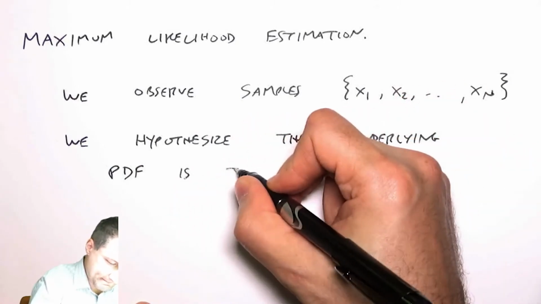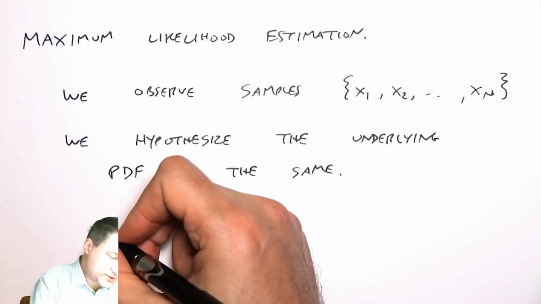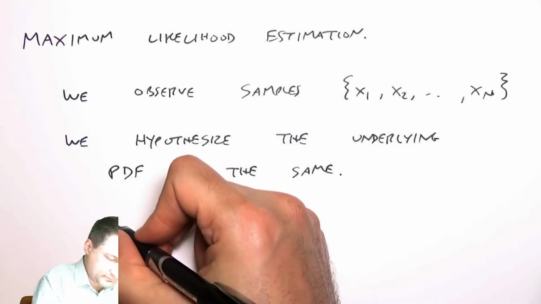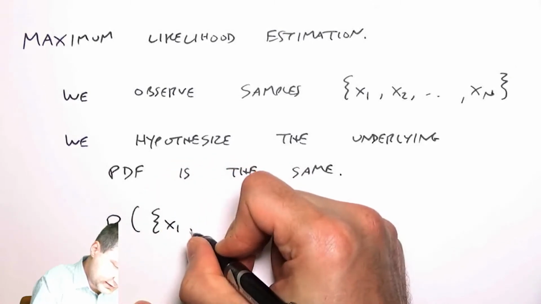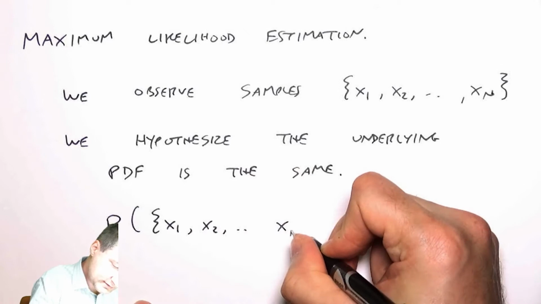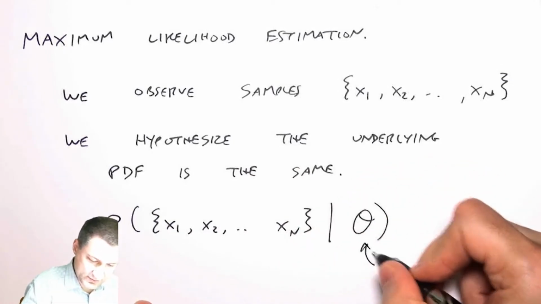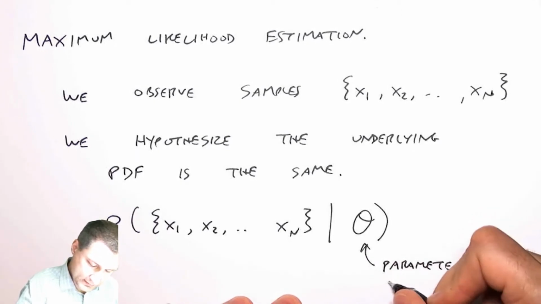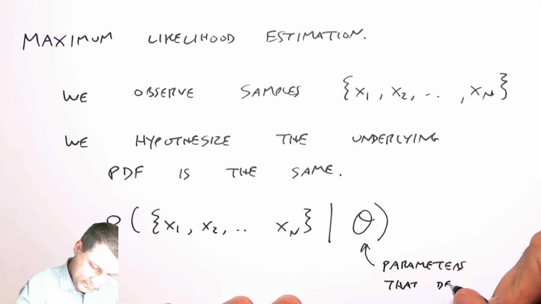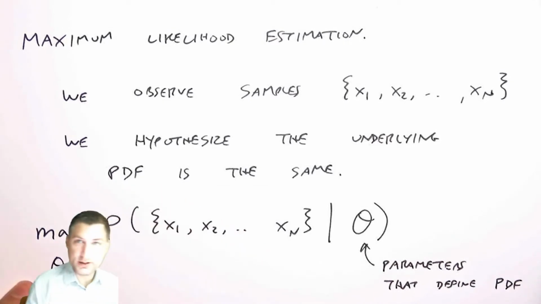Is basically the same, and that everything is independent. Okay, so now what I want to do is basically maximize the probability that I saw these numbers given some parameters. These are, for example, like the parameters that make up the PDF. Right, I want to maximize this with respect to those parameters, right?